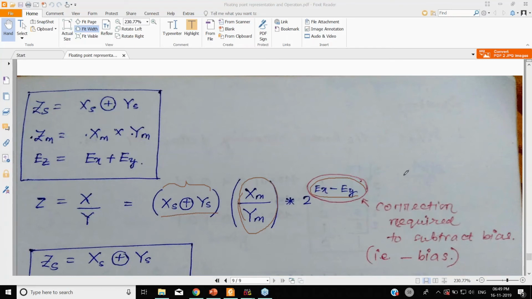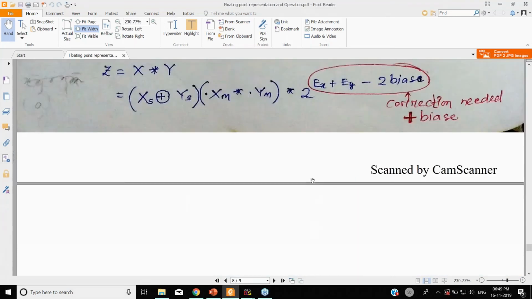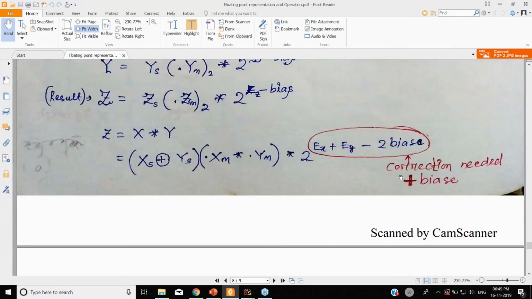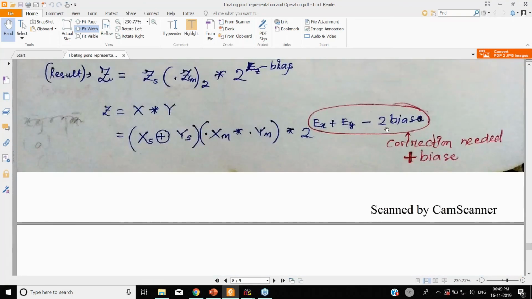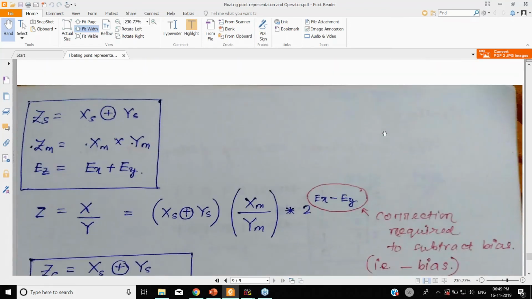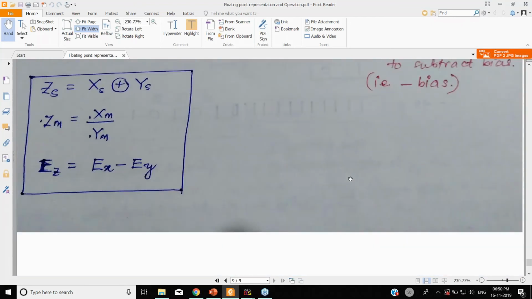So in multiplication, let me erase these drawings. Sorry, in multiplication, we subtract one bias. In division, we add one bias. This is how we do.